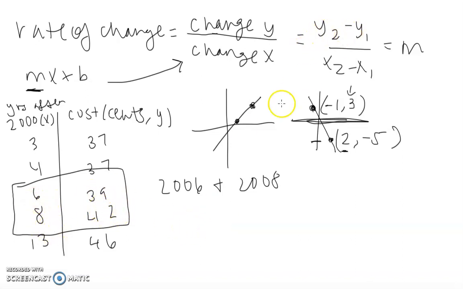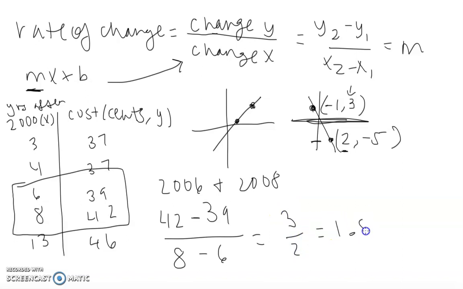So it says y2 minus y1. The second x is right here, so we're going to go to this y2: 42 minus, and then the y1 is this one, 39, over 8 minus 6. And this gives you 3 over 2, which is equal to 1.5 cents per year. Per year because we're looking at years after, and cents because that is the unit right here. So this is the basis for how you find the slope.